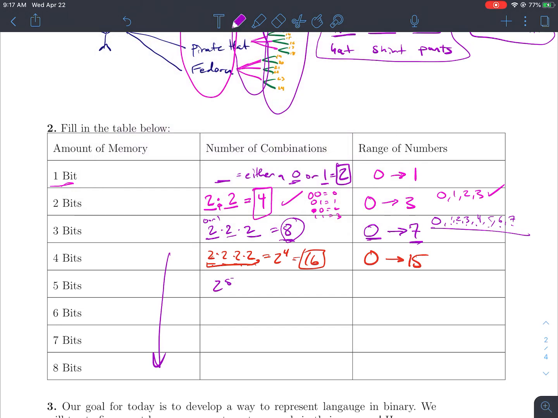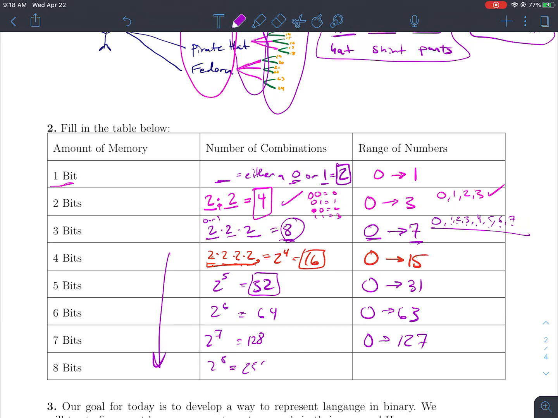The next one would be 2 to the 5th, because you have 5 choices that you're making, all of them with 2 choices. That's 32. 2 to the 5th is 32. So we can represent the numbers from 0 to, well, 1 combination is used for the 0, and then we have 31 leftover combinations. So that would be 0 to 31. 2 to the 6th is going to be 64, 0 to 63. 2 to the 7th is going to be 128, so that's 0 to 127. 2 to the 8th is going to be 256 combinations. You can just check these using your calculator, which would be 0 to 255 for the range of numbers.